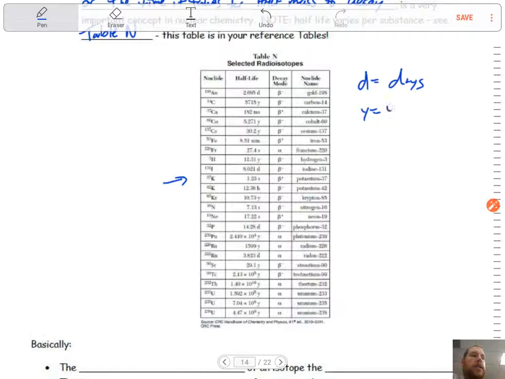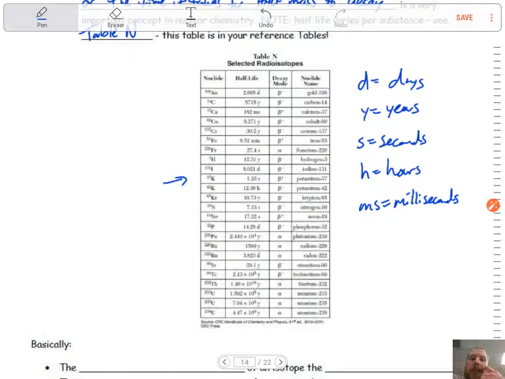Y equals years. S is seconds. H would be hours. It's pretty straightforward, but just so you're aware, MS is the other one, and that equals milliseconds. Okay? So just be aware of those and be able to look for them. Be careful. I would encourage you guys, when you're looking for a specific isotope, to take your pen or your pencil and actually make a mark at where it is to make sure it's the correct one.